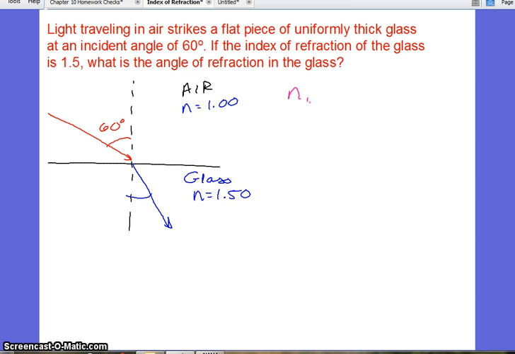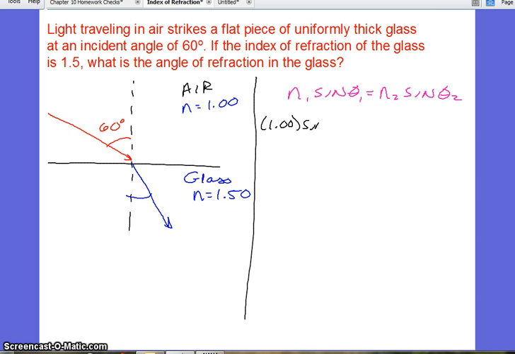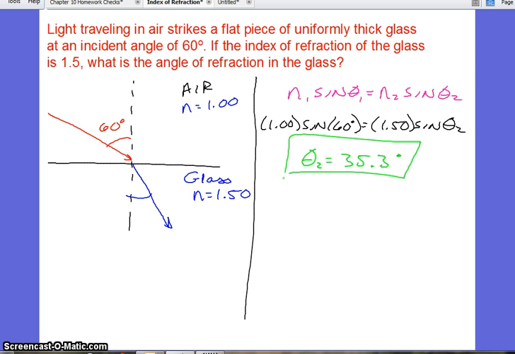So Snell's law says index of refraction times the sine of the angle in the air is equal to the index of refraction times the sine of the angle in the glass. So we replace these with our values. We have 1 times the sine of 60 is equal to 1.5 times the sine of our unknown. And we get our unknown angle, which comes out to be 35.3 degrees, which is less than 60, which is what we expected.